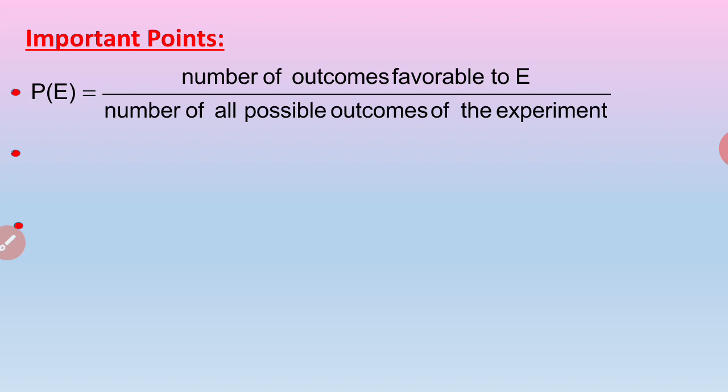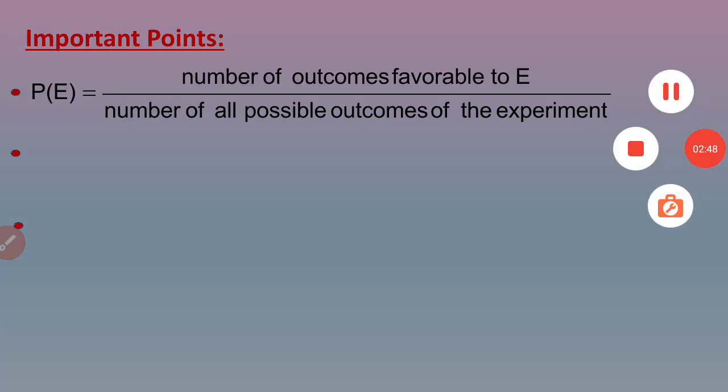Now let us study certain important points. Here, probability of an event is shown as a formula. It is the number of outcomes favorable to the event which we are talking about. Here the event is shown by E. So it is the number of outcomes favorable to E divided by the number of all possible outcomes of the experiment.